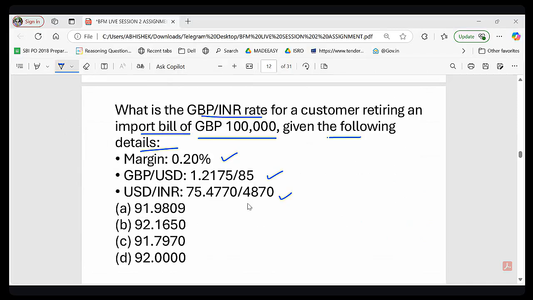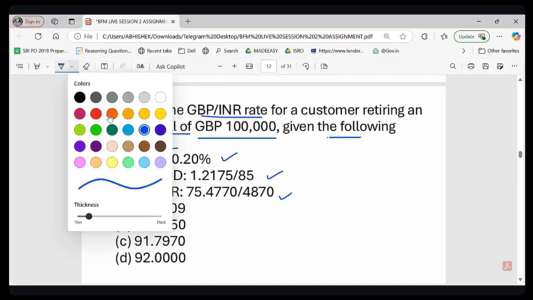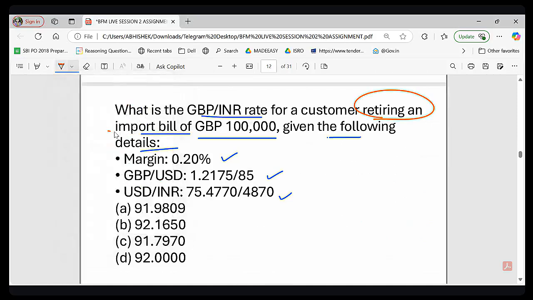यहाँ पे आप एक वर्ड देखेंगे, रिटायरिंग एन इम्पोर्ट बिल। आप बता सकते हैं रिटायरिंग का क्या मतलब होता है? What is the meaning of this term, retiring an import bill? Can you tell me? What do you mean when I say that I'm retiring an import bill?